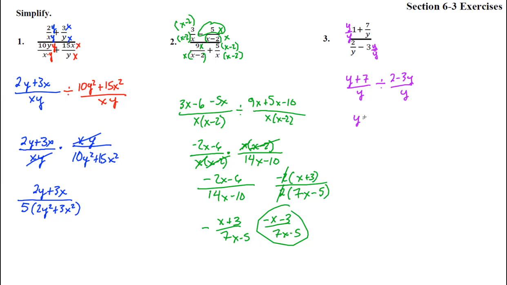And multiplication by the reciprocal, so y plus 7 over y times this guy flipped on its head, y over 2 minus 3y. Those cancel, and we're left with y plus 7 over 2 minus 3y. You could switch that around and make it minus 3y plus 2. That would be all right. Good.